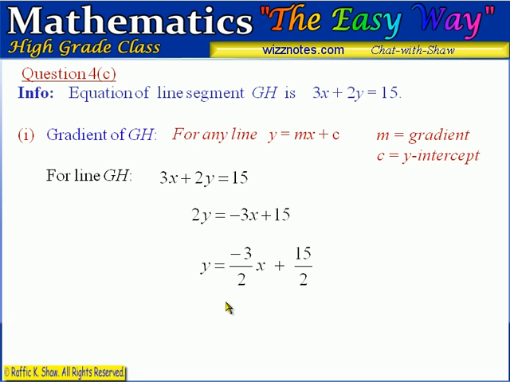And therefore we can now determine that the gradient of GH is actually negative 3 divided by 2. This is a symbol for gradient. That's the gradient of GH, negative 3 divided by 2. Y equals mx plus c, that's standard form for the equation of a line, and that's the answer for part 1. The gradient of the line GH is negative 3 divided by 2.